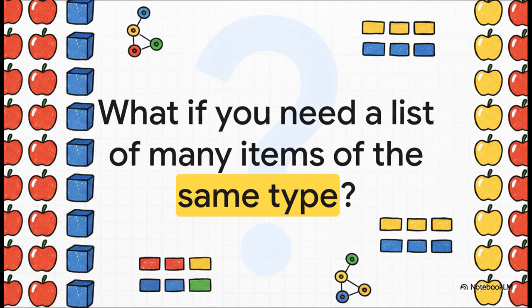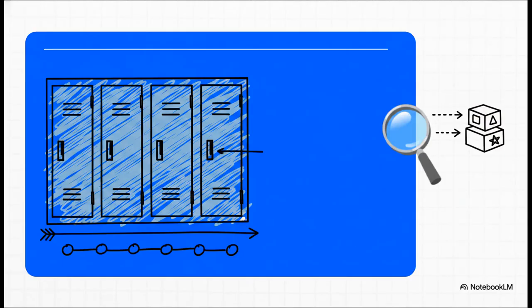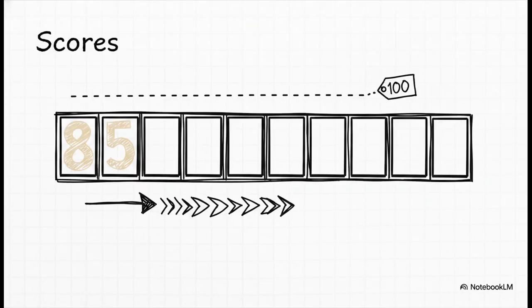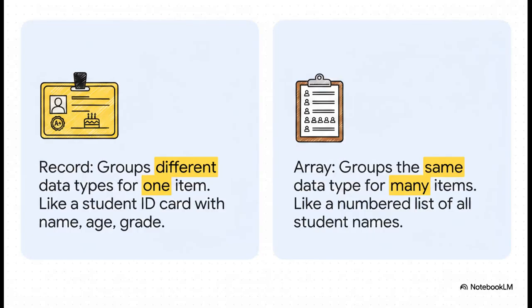Okay, that's great for one person, but what about a whole list of items? For that, we use something called an array. It's basically a numbered list. This code, for example, creates a scores array that can hold 100 integers. So here's the bottom line. Records hold different types. Arrays hold the same type.